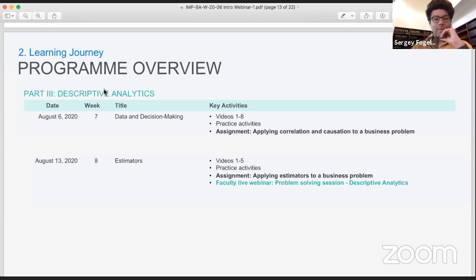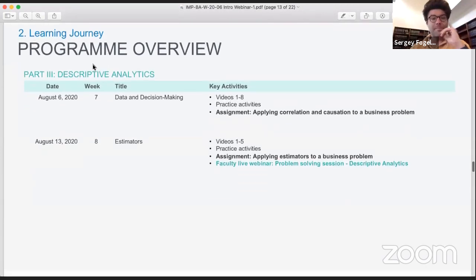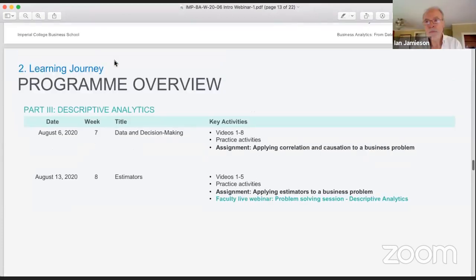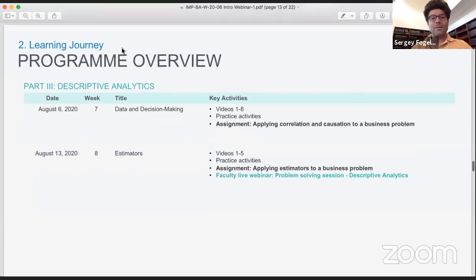All right, hopefully you guys can see my screen. So as Ian had mentioned, the first several weeks of the course are really around mathematics and Python primers. All of the activities in those first weeks are non-graded. They are not part of your overall grade for the course. But starting in week 7 is when the graded assignments begin. So in week 7, you have an intro to data and decision making.